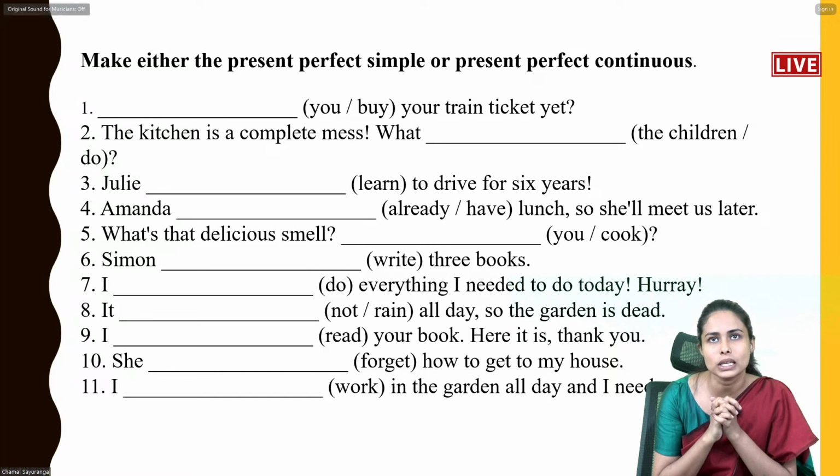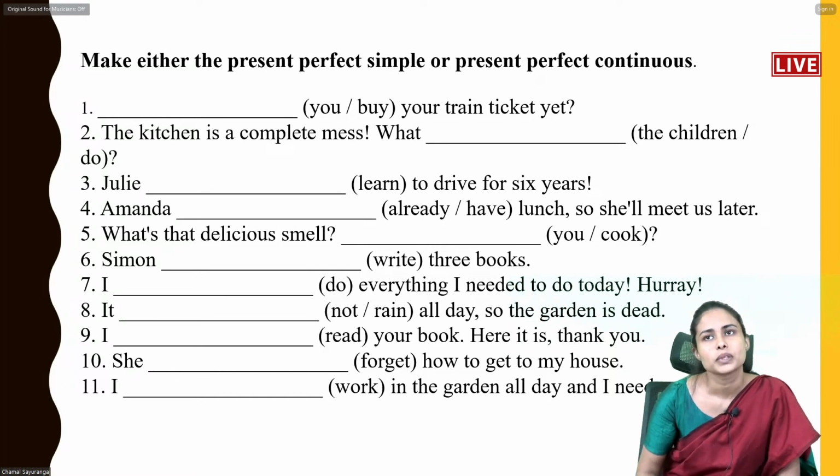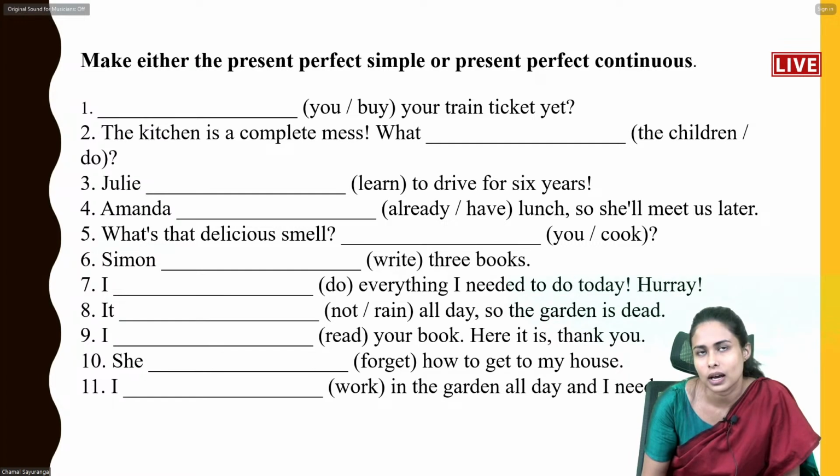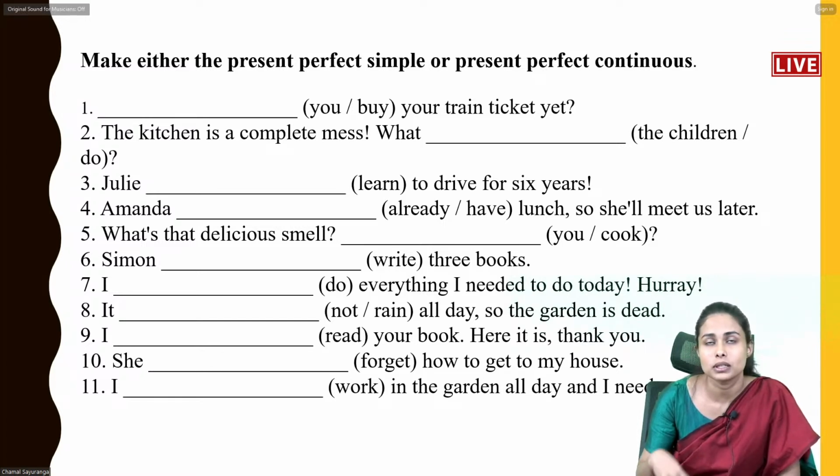Okay, then the third one, Julie learned to drive for 6 years. For 6 years, it's better to use present perfect continuous. Yes, great, very good. Julie has been learning to drive. Julie is the name of a person, therefore we have to use the singular form has. Julie has been learning to drive for 6 years, because she started learning to drive 6 years ago, and she is still learning to drive, and we are emphasizing that process of learning, right? Better to go with present perfect continuous.